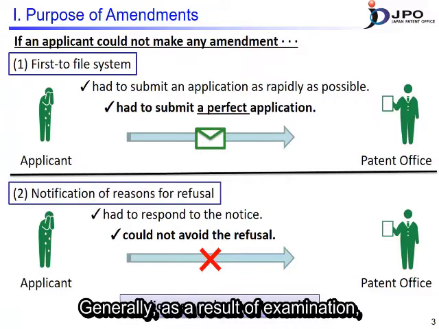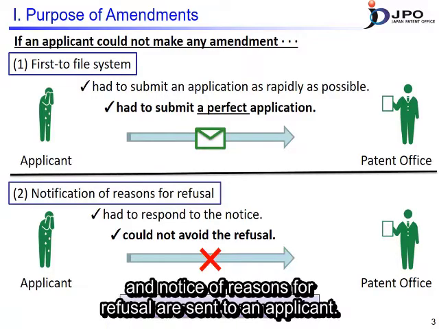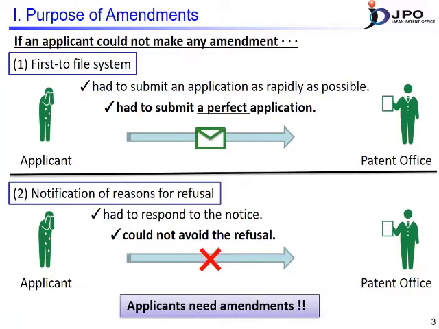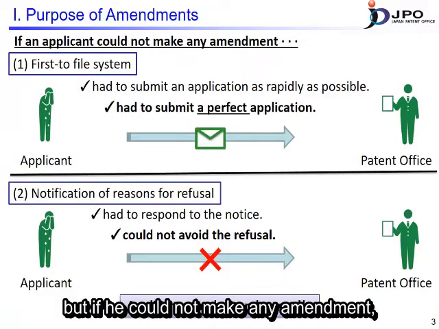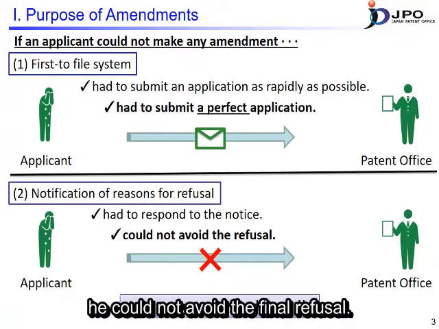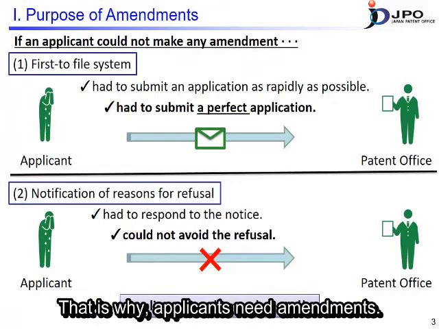Generally, as a result of examination, reasons for refusal are often found in the application, and a notice of reasons for refusal is sent to an applicant. Under such circumstances, he or she has to respond to the notice, but if he could not make any amendment, he or she could not avoid the final refusal. It is too tough for him. That is why applicants need amendment.